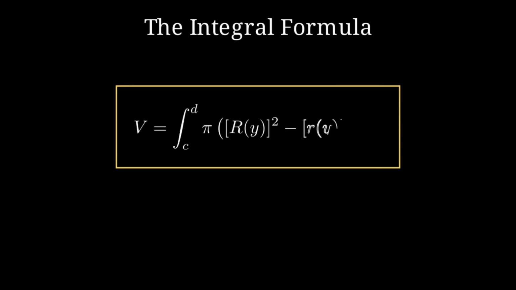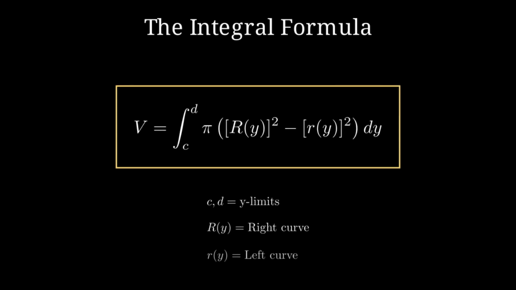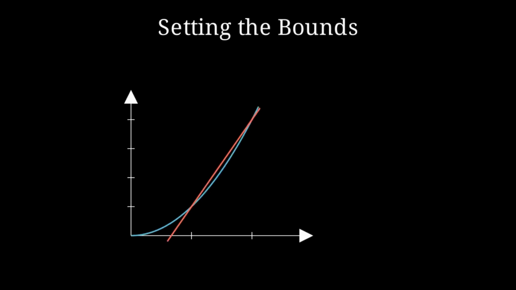To find the total volume, we sum up an infinite number of these thin washers using integration. The volume V equals the integral from c to d of pi times the difference of the squared radii. Note that the integration is with respect to dy, meaning we are stacking these washers vertically along the y-axis. The thickness of each washer is represented by the differential dy.